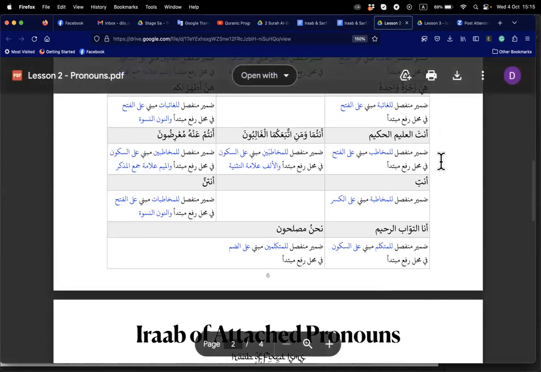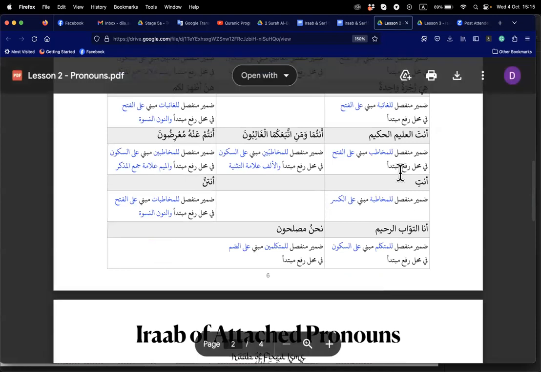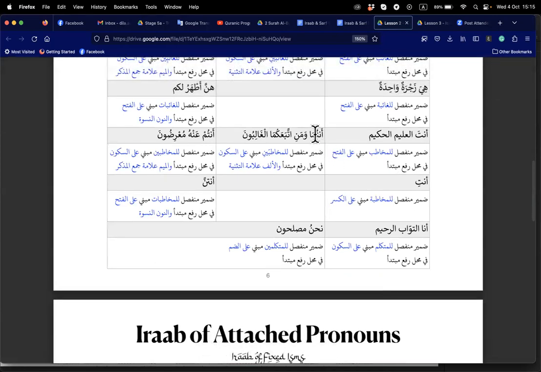Anta, same thing. All domir munfasil. So this time is for mukhatab, is for second person. Mabni ala al-fat, fi mahali rafa, mubtada. And then antuma, they do the same as just now. Domir munfasil, mabni, fi rafa, mubtada. And then the alif again is the sign of tathniyah. It's the sign of dual, basically.